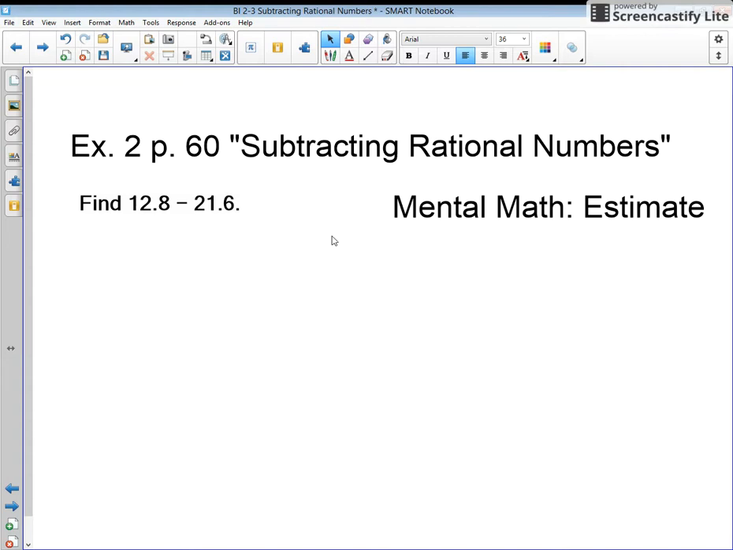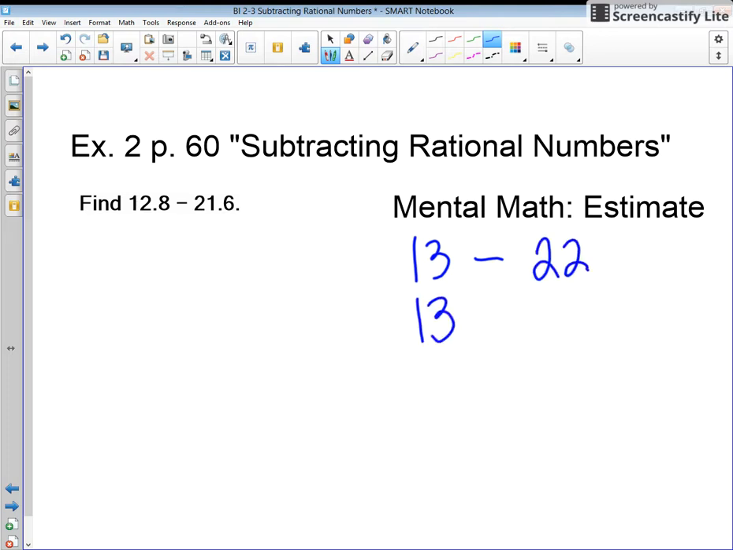Now, example 2 is very similar. This time we have decimals instead of fractions. For the decimal, we have 12.8 minus 21.6. I'm going to start with mental math. 12.8 is almost 13, minus 21.6 is closer to 22. Remember, the rules for subtracting integers means you add the opposite. And 13 plus negative 22, they have different signs. So subtracting 22 take away 13 is 9. Keep the sign of the bigger number. It's negative. So our answer is approximately going to be about negative 9.